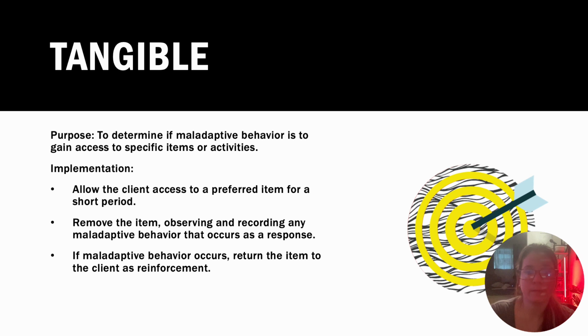Then we have tangible. Here, the purpose is to determine if maladaptive behavior is to gain access to specific items or activities. We allow the client to access their preferred item for a short period, then remove the item, observing and recording any maladaptive behavior that occurs as a response. If maladaptive behavior occurs, we return the item to the client as reinforcement. An example here is the client plays with a favorite video game, the RBT takes the game away, noting any tantrum or aggression. Upon such behavior, the video game is returned, reinforcing the behavior.